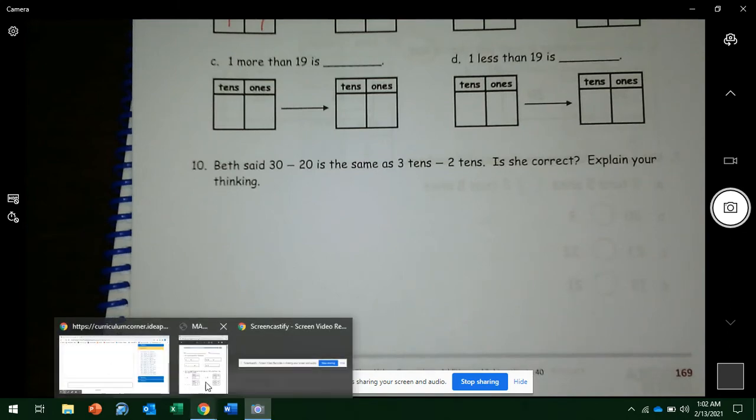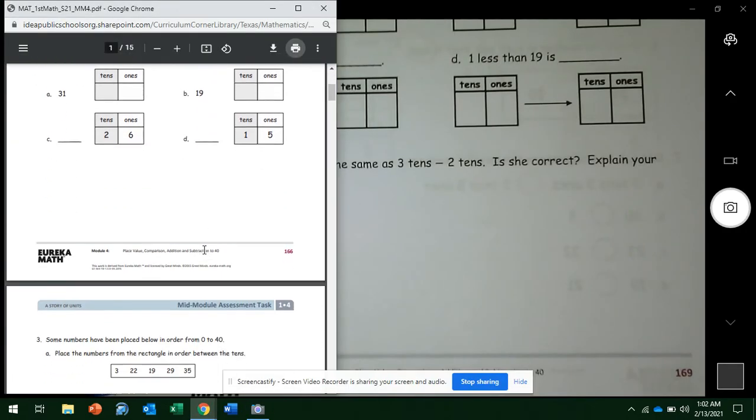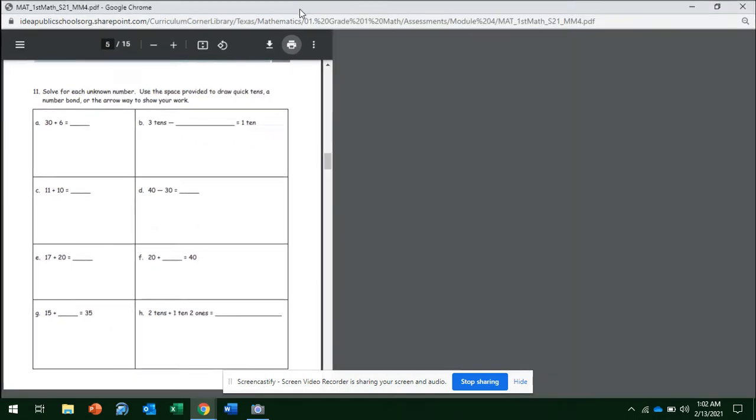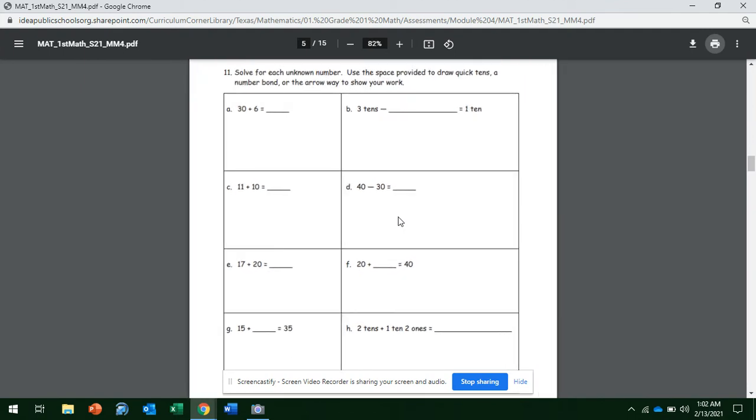For the last part, sorry, this page didn't print out, but you will have this for number 11. Here you will be solving for each unknown number. Use the space provided to either draw quick tens or a number bond. So for A, you're going to solve the problem, and then you can either do a math drawing or a number bond or tens and ones to show your work. For all of the page, you're going to solve for each problem, and then make sure you write your answer on the blank and show your work on the bottom, whichever way you solved.